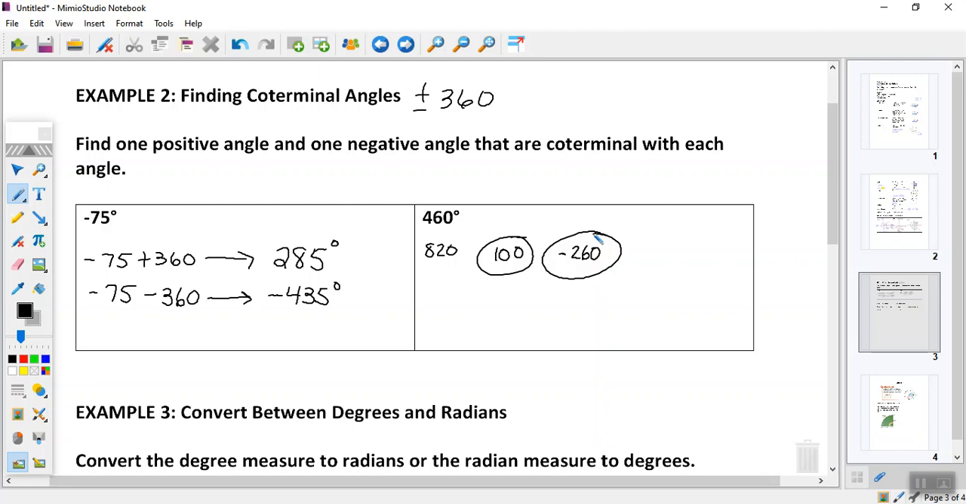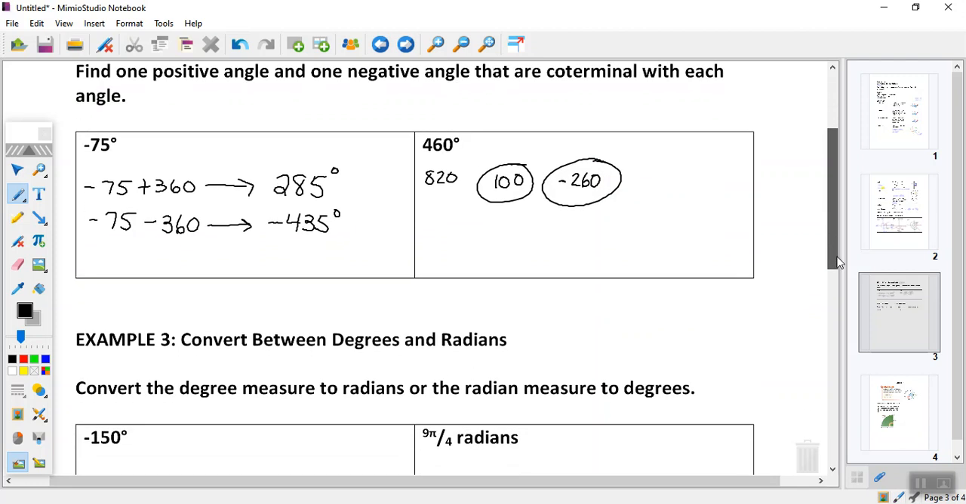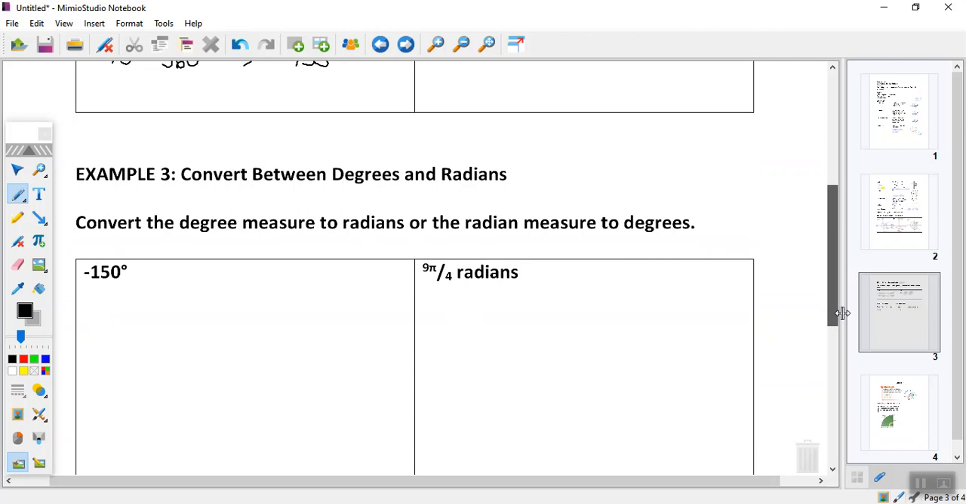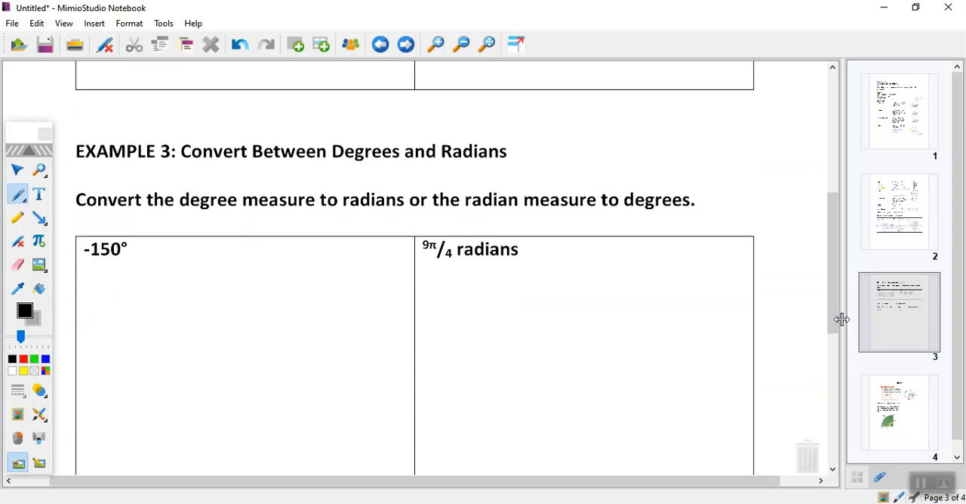Okay. So coterminals, do you guys get that you're just either adding or subtracting 360 here? Yes. Okay. Well, let's get to the big idea today: converting between what and what? Remember I told you, how many radians are in a circle? 2 pi. 2 pi radians is the same as what? 360 degrees.